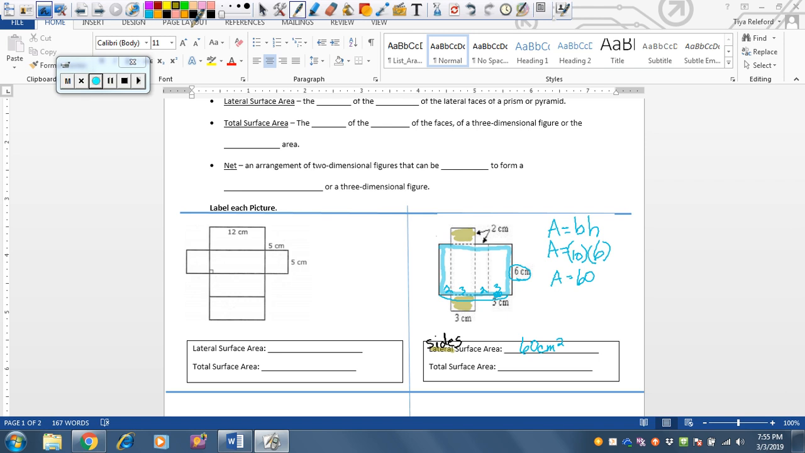Now for total surface area, you're going to find the area of this rectangle. So you have to have the formula. I know that the base is 3 because 3, 3, 3, 3, right? And I know that the height is 2. Here's the trick. Do not forget, this one is 6 and this one is 6. So you are going to add 60 plus 6 plus 6.